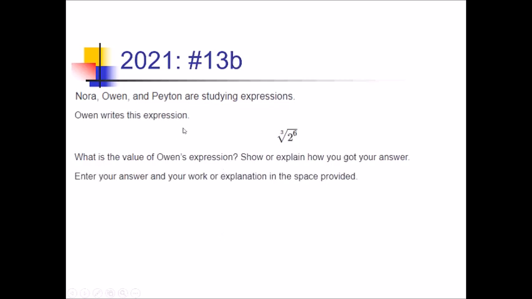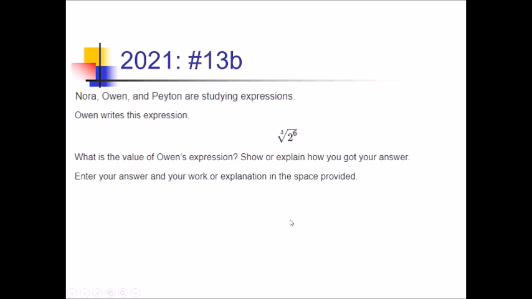For this one, we have Owen writing the cube root of 2 to the 6, and we want to know the value of this. So one way to do this would actually be to do 2 to the 6th power, which is 64, and then maybe you know that the cube root of 64 is 4. That's definitely one way to show your work on this.